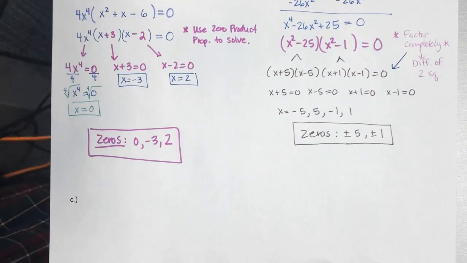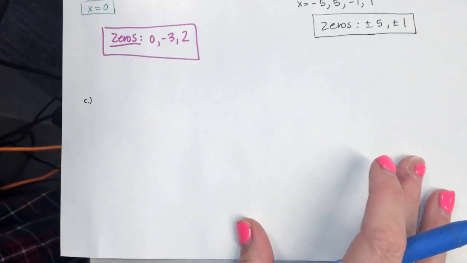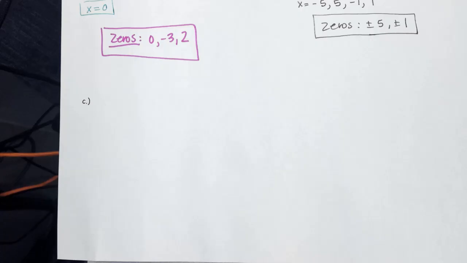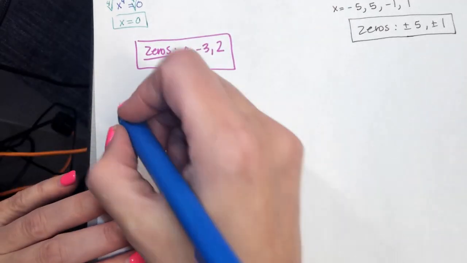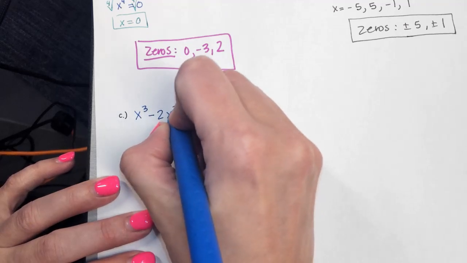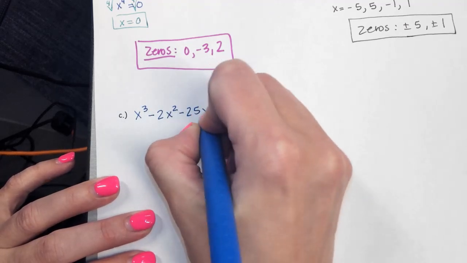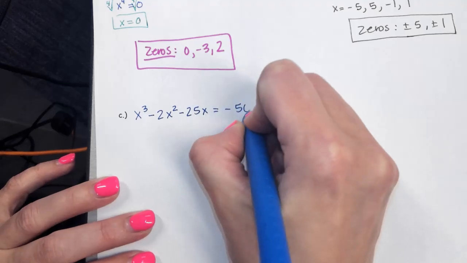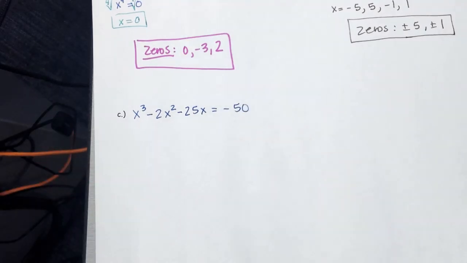All right, let's do part C, which is something that we learned yesterday. So we have x cubed minus 2x squared minus 25x equals -50. Your first step is always getting everything on one side.